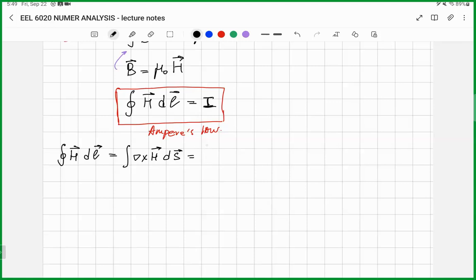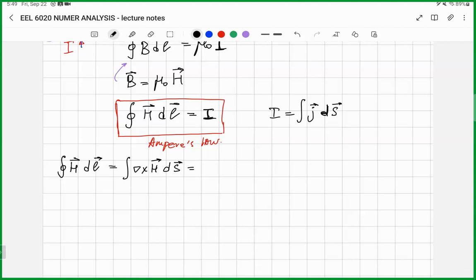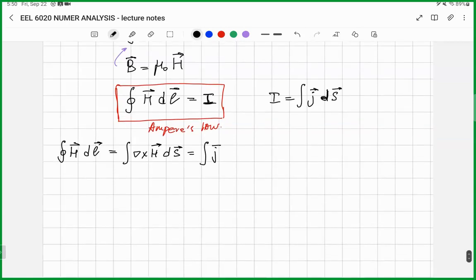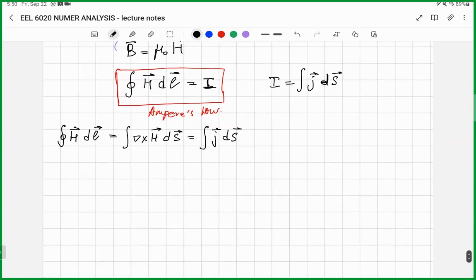And it's equal to the current. The current is equal to the current density times the element of the surface. So this integral is basically the total current that goes through the area of the loop, the integration of the current density over the area. This integral is equal for any arbitrary surface, and we come to this important conclusion: the curl of the magnetic field is equal to the current density.